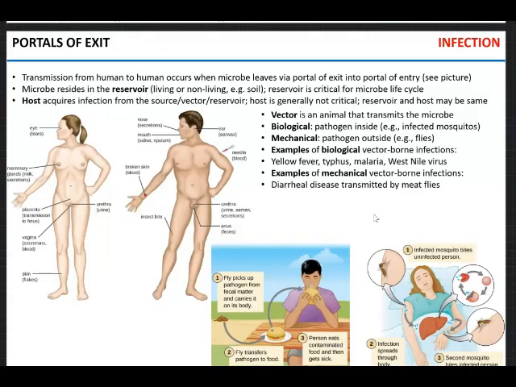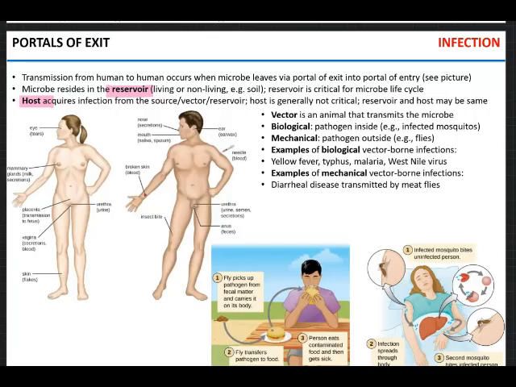Microorganisms can leave the human body via multiple routes. It can be fecal, mucosal secretions, urinary, respiratory, contact, whatever, blood. And this brings us to the conversation about the reservoir and the host. Okay? The difference between the two is very shaky.